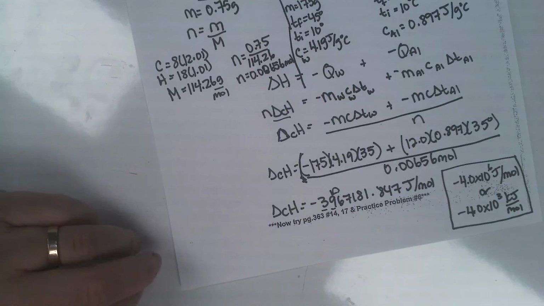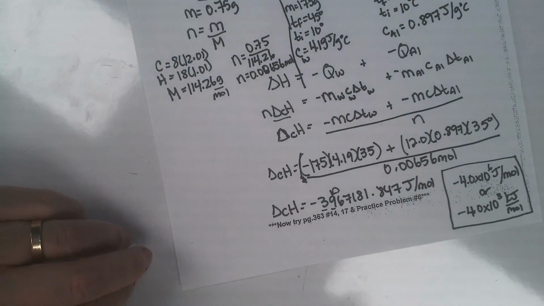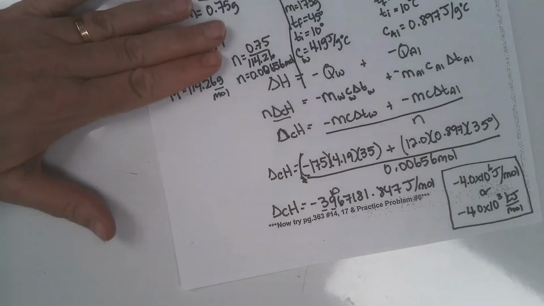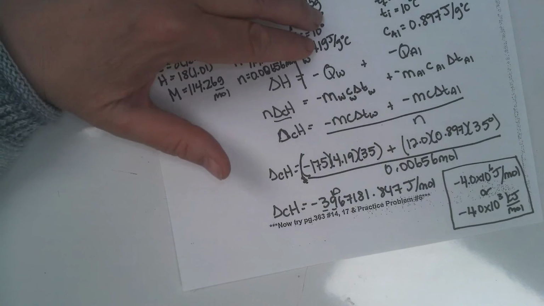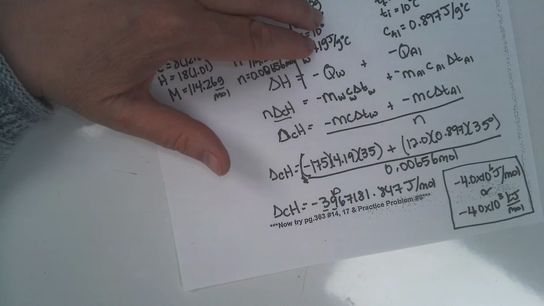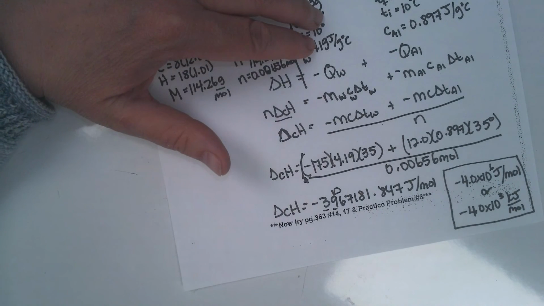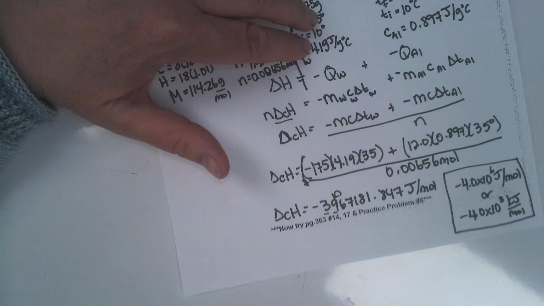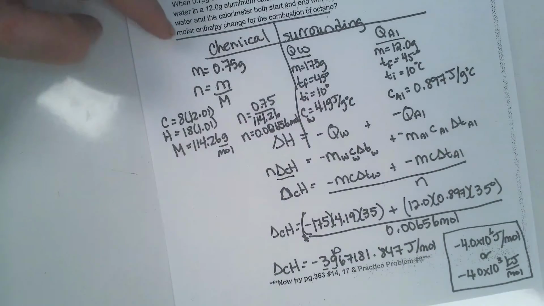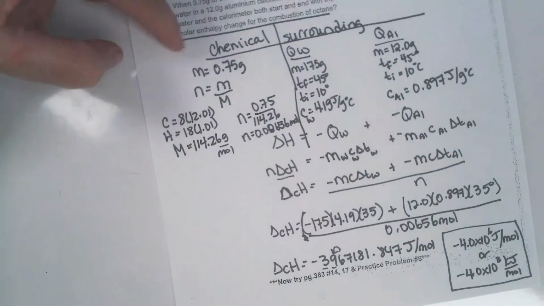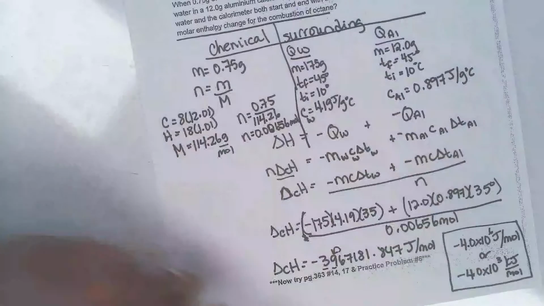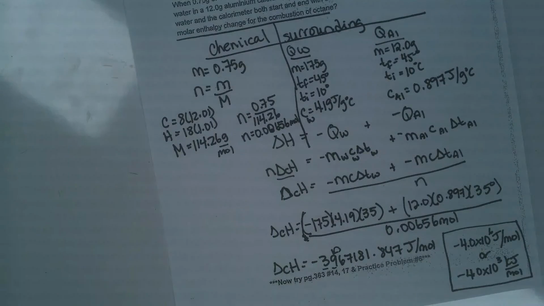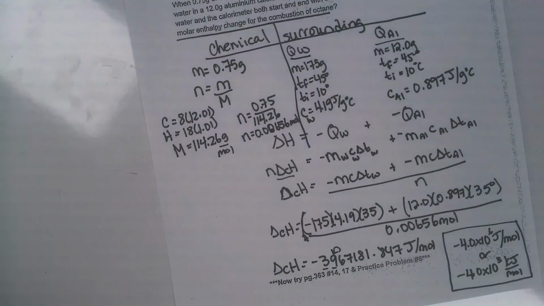Okay. So we started out just learning about n delta rH. Then we moved into negative mc delta T, which is what we started working on at the beginning of the lesson, doing specific heat questions. And now we've moved on to looking at calorimetry, which is chemical versus surrounding. And we've compiled those two pieces together in this problem.